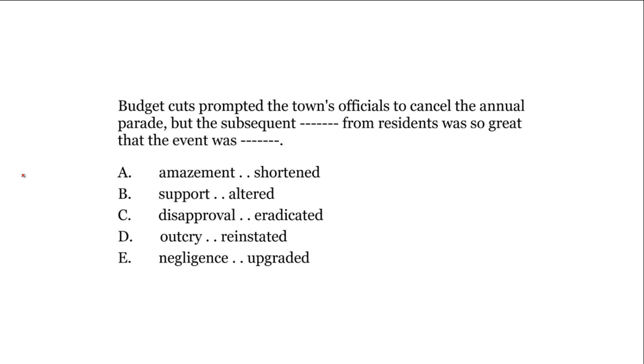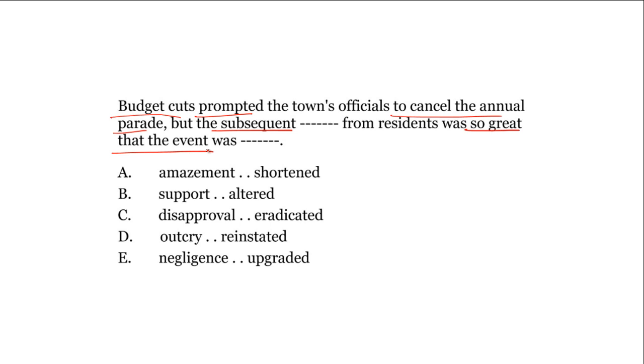Step 1, read the sentence. Budget cuts prompted the town's officials to cancel the annual parade, but subsequent blank from residents was so great that the event was blank. Step 2, underline context clues. Budget cuts prompted to cancel the annual parade, but the subsequent or following blank from residents was so great that the event was blank. Step 3, tone.